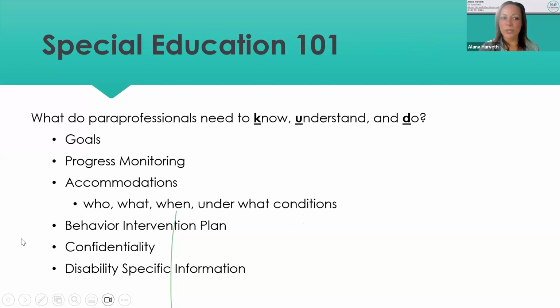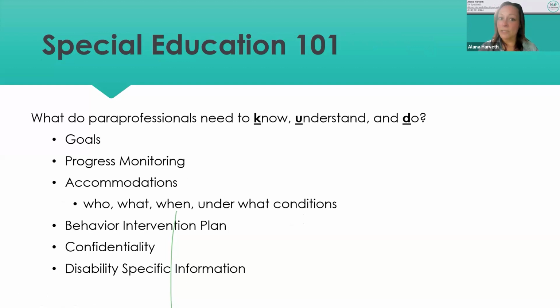So Special Education 101: what do paraprofessionals need to know, understand, and do? We need to talk about goals, progress monitoring, accommodations, who, what, when, and under what conditions, behavior intervention plans, confidentiality, and disability-specific information. So these are the kind of things that we can go over with our students.